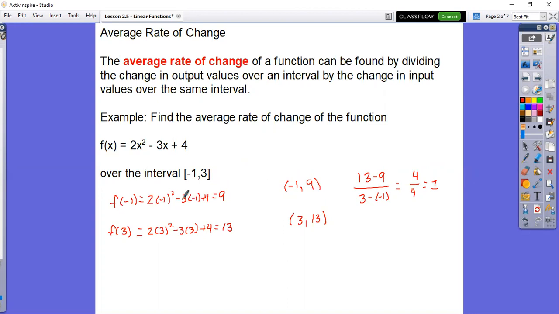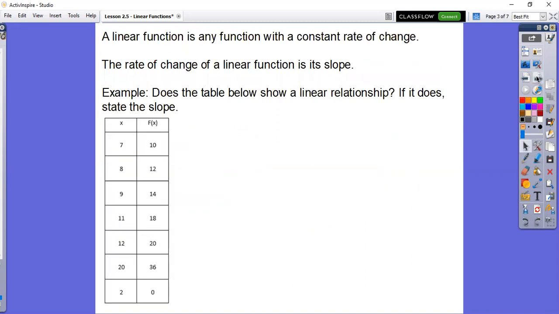The reason we did this is if we can find the average rate of change of a function over any interval, for linear functions specifically, that average rate of change is the rate of change at every single point on the graph. So a linear function is just any function with a constant rate of change. The rate of change doesn't change for the entire function, so it creates a line.